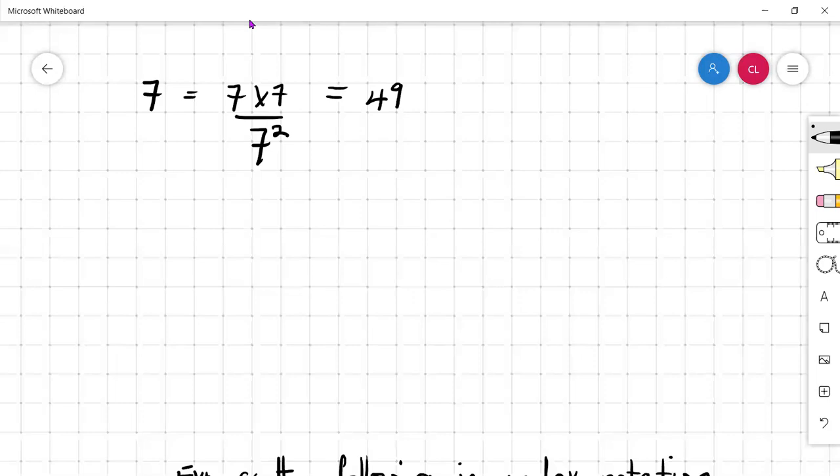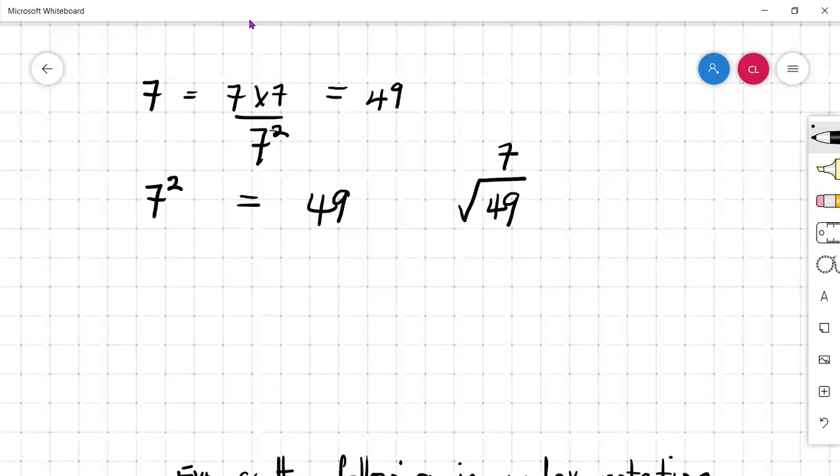Now, if we were asked to find the square root, right? So this is the square, so 7 squared, and this is 49. Then the square root of 49 is going to be equal to what? 7.